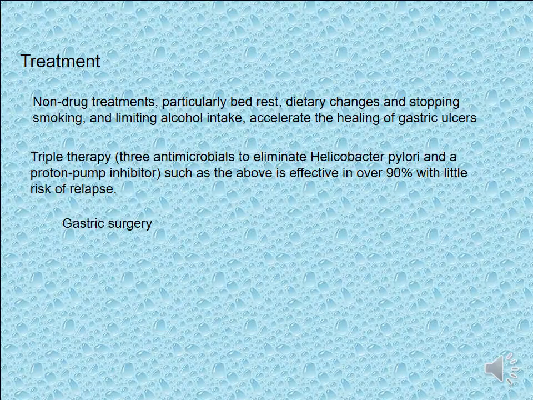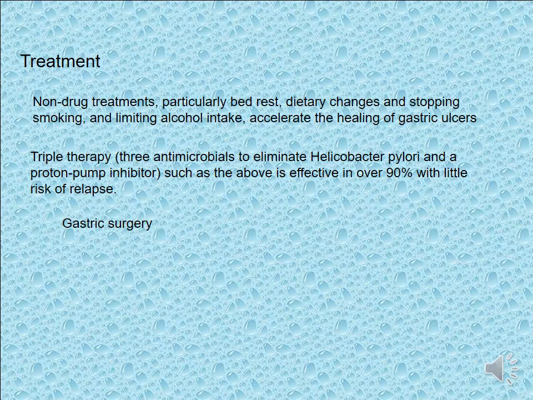How do we treat the peptic ulcer? First, non-drug treatment, particularly bed rest, dietary change, stopping smoking, and limiting alcohol intake, accelerates the healing of gastric ulcer. If there is no infection, this is enough for healing, but Helicobacter pylori is a very strong bacteria that needs triple therapy. This uses 3 antimicrobials to eliminate Helicobacter pylori and a proton pump inhibitor, which is effective in over 90% with little risk of relapse.